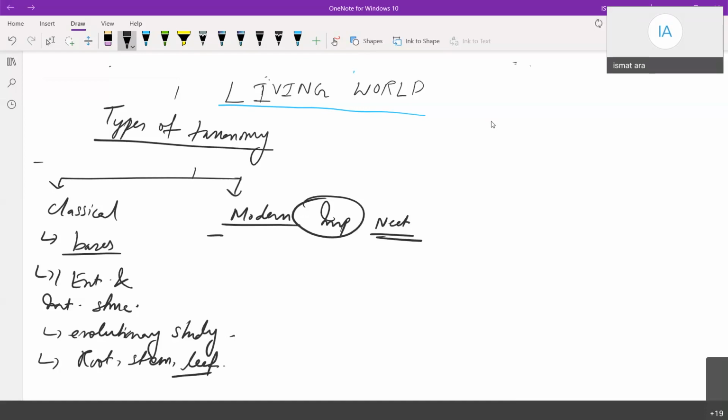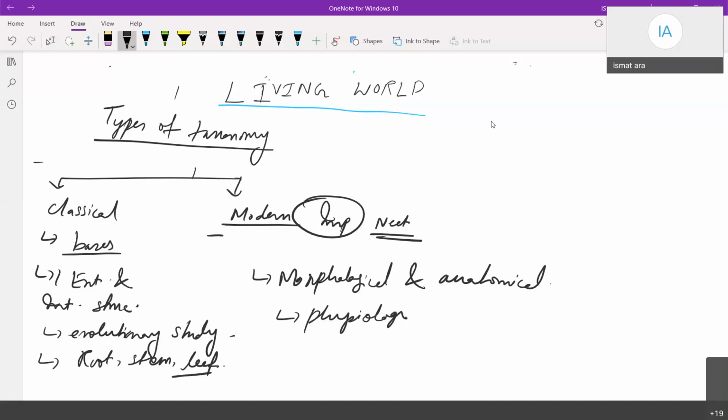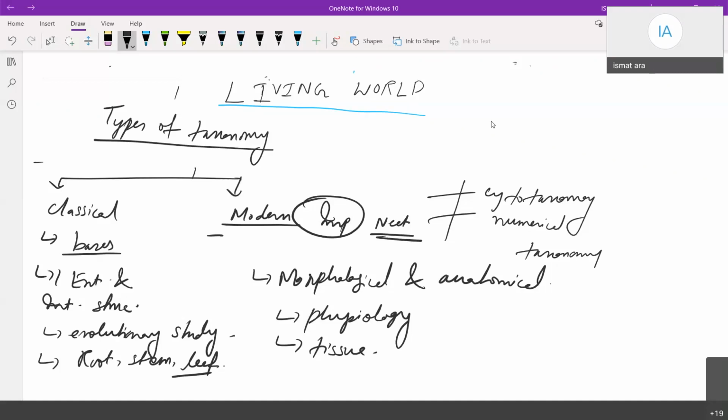And here you are taking only the morphological feature, but in modern taxonomy you are taking the morphological as well as anatomy. You are also taking the physiology of the plant as well as tissue level organization. So these are the basis of modern taxonomy as well as classical taxonomy. Modern taxonomy again is of two types: cytotaxonomy and numerical taxonomy.